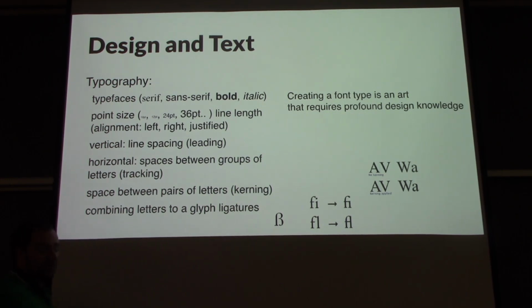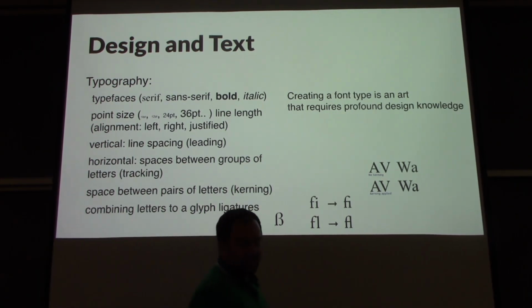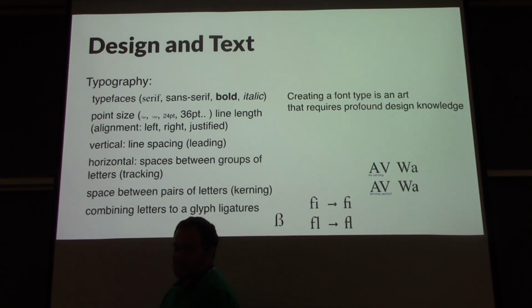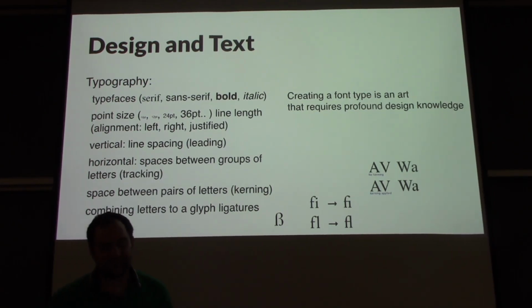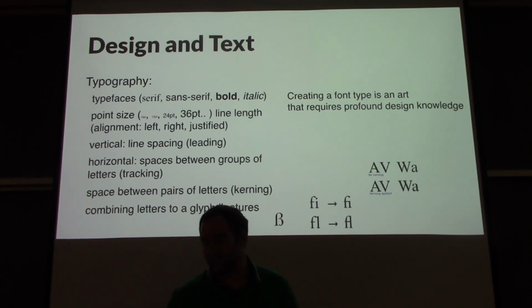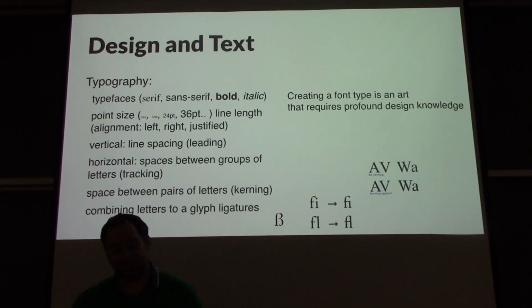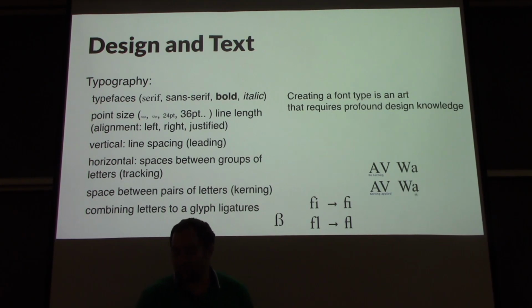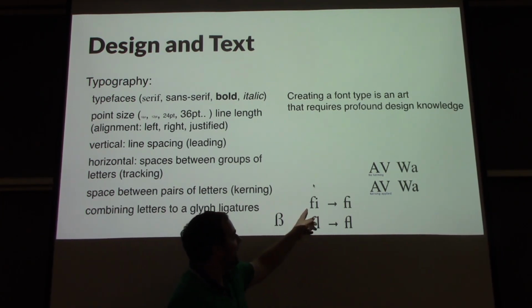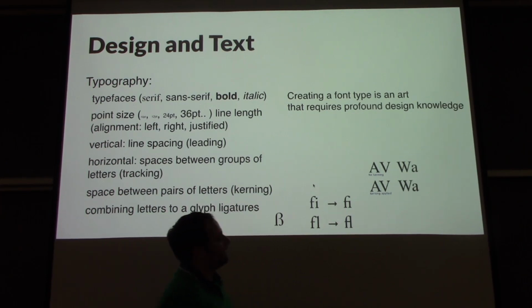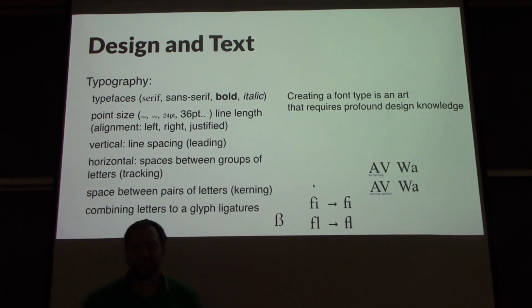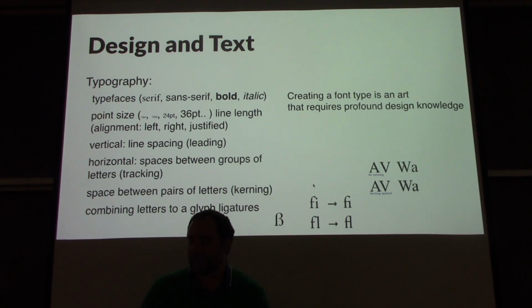A couple of words about typography. Everybody is probably aware of this, but I think it's important to think about. There are different typefaces like serif, sans serif, bold, and italic versions, point sizes, and line length. There's alignment, vertical and horizontal, and spacing between groups of letters. Then there's kerning, the spacing between letters, and special cases of combining letters into ligatures, like here, where FI is combined into a ligature. These are just some typesetting things that are interesting to know about.